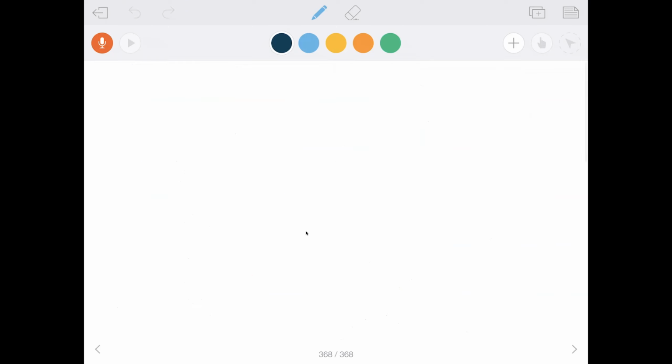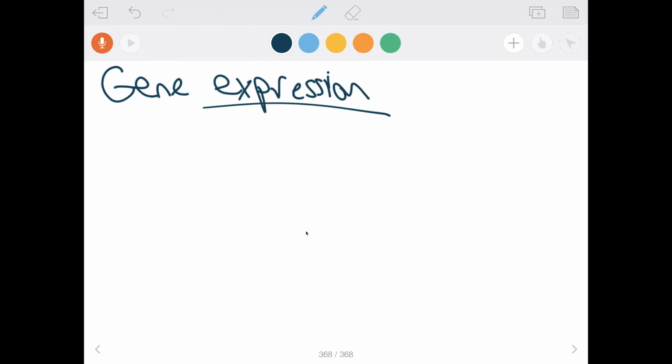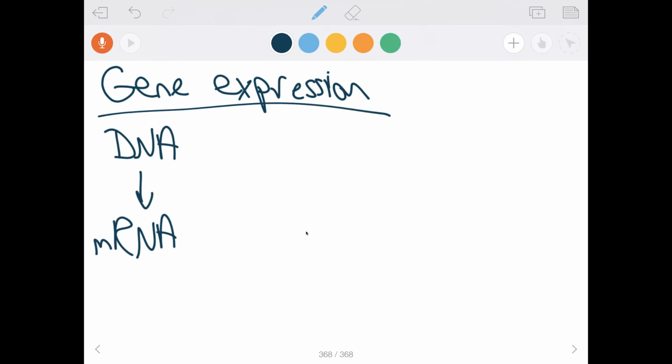Okay, so next we're going to talk about gene expression. So we know that the central dogma is DNA, RNA, specifically mRNA, and then protein. This is how the genetic flow of information occurs.